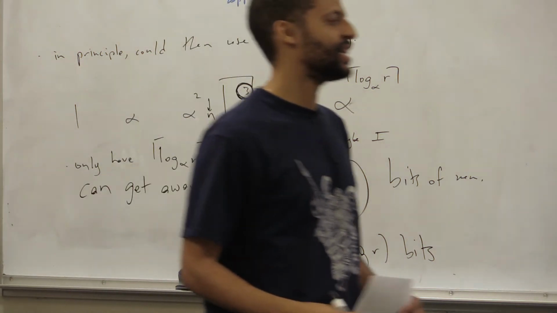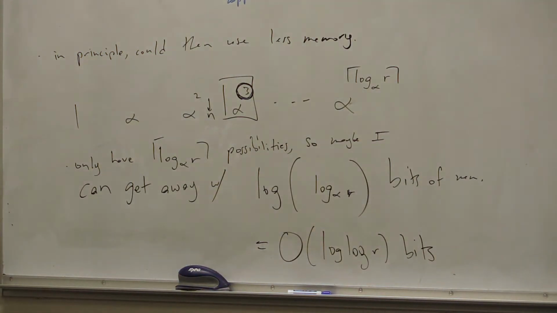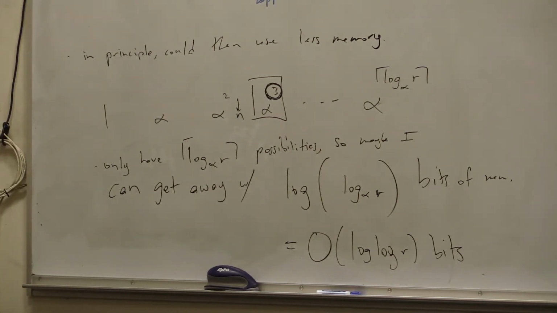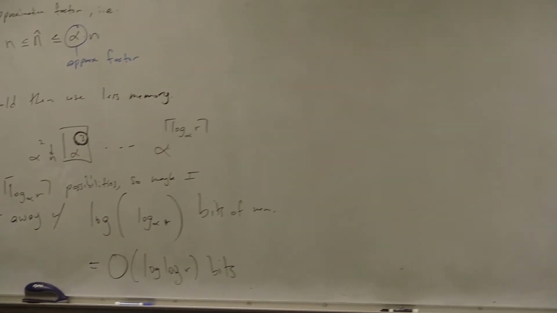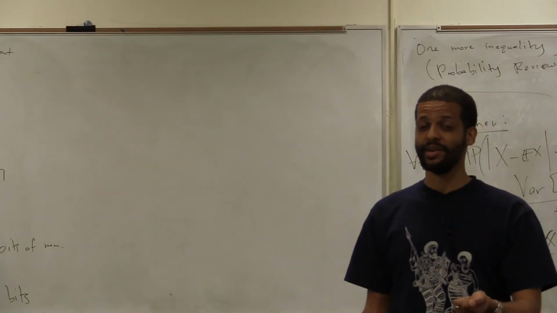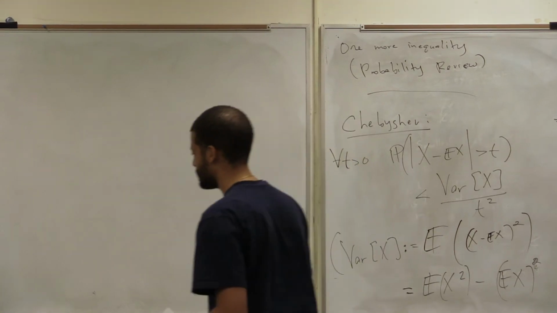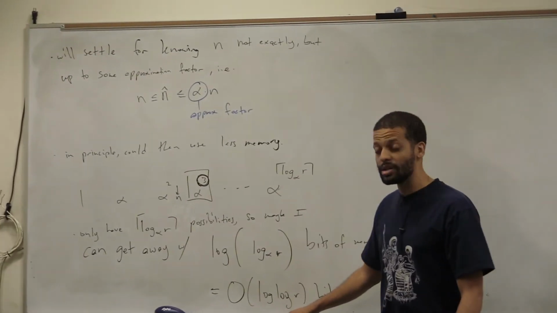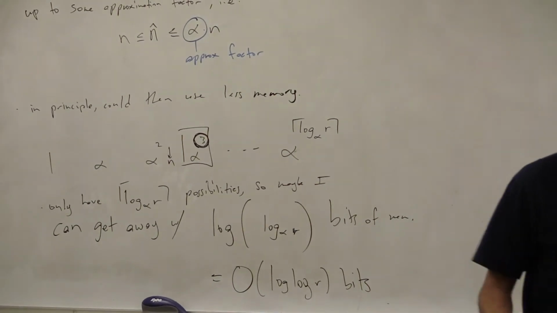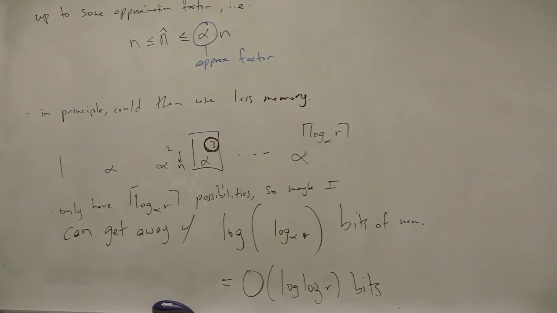So basically what I'm saying is, if I only want to know the answer up to some approximation factor, like say alpha is 2, or say even alpha is 1.01, right? If alpha is 1.01, that means I want to know the answer up to a 1% error. In principle, I can get away with only log log n bits and be able to tell you n up to 1% error.